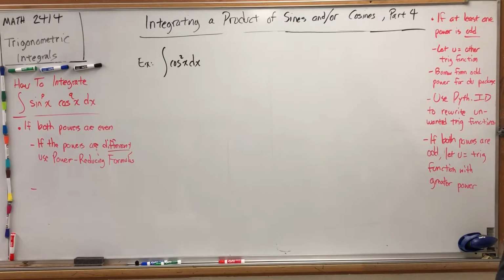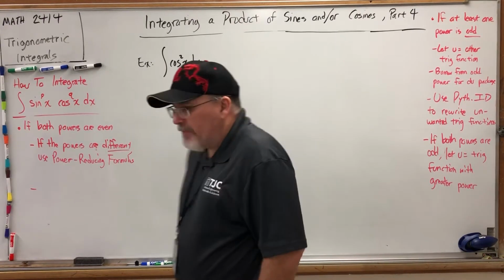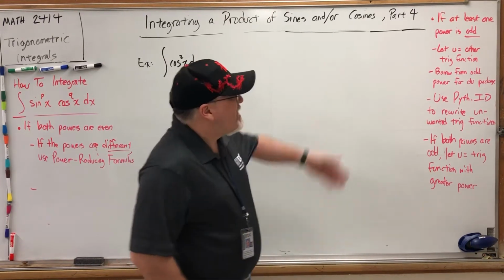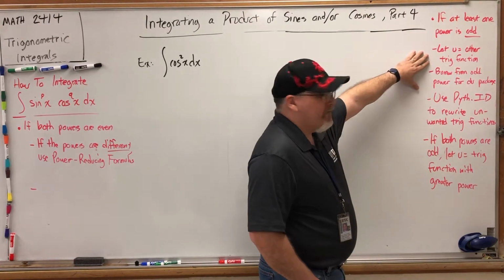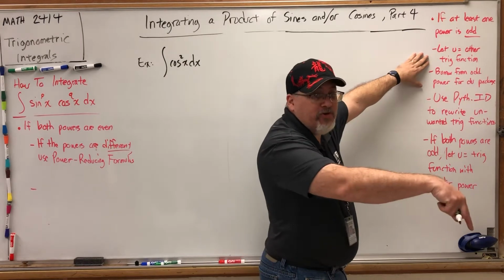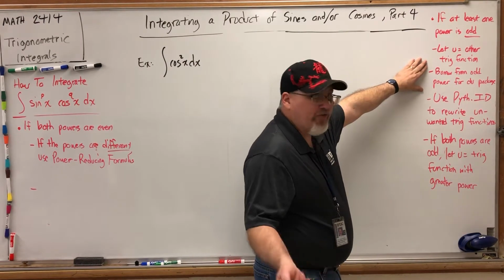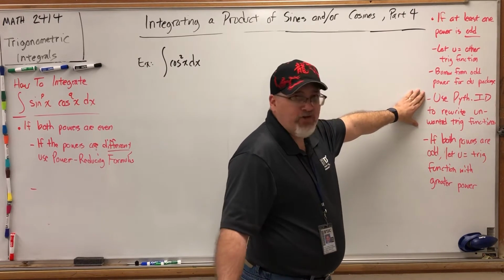Integrating a Product of Sines or Cosines, Part 4. So far, we've developed a technique for integrating this product when at least one of the powers is odd. And I've summarized it over here. Let u equal the other trig function. In other words, if one has an odd power, let u equal the trig function on the other one. And then you borrow from the odd power for the du package, and then you use a Pythagorean identity to rewrite the unwanted trig functions.